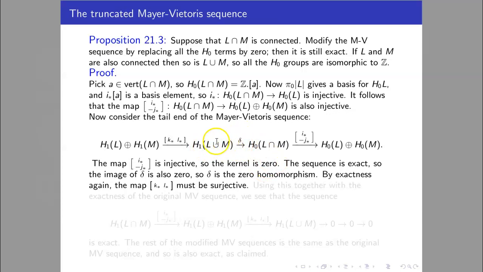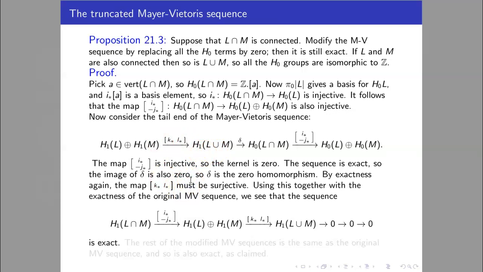So the kernel of delta is the whole of this H1 of L union M. But the kernel of delta is going to be the same as the image of this K star L star, because the sequence is exact. So the kernel of delta is this whole group, so the image of this K star L star is the whole group. So that means that K star L star is a surjective homomorphism.